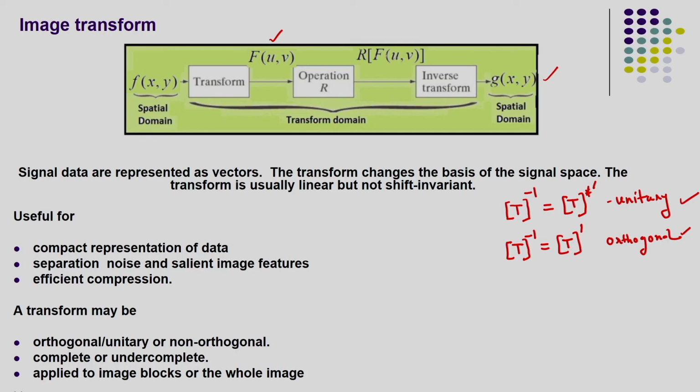One definition is the transformation may be complete or undercomplete. What is the meaning of this? Suppose let us consider x(n), the input data. x(n) is represented like this: the sum over k equal to 0 to N minus 1 of x(k) phi(n,k). And this phi is the basis function.